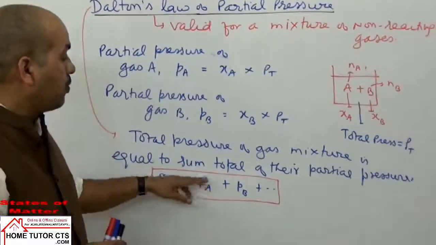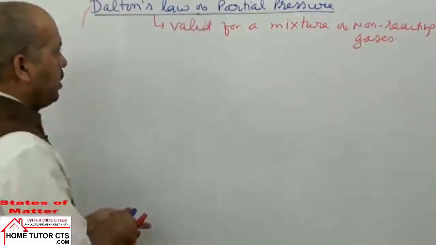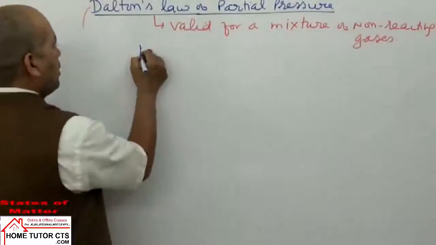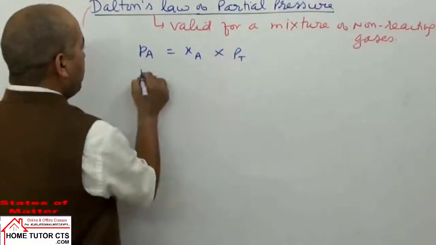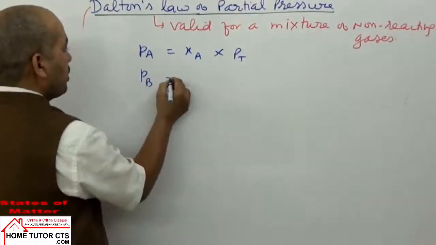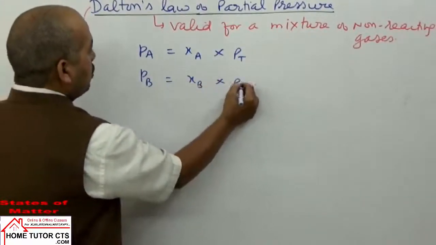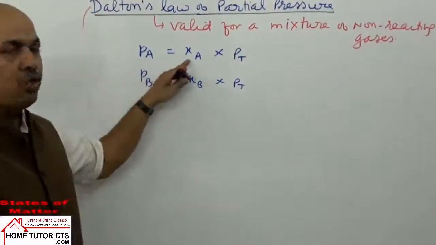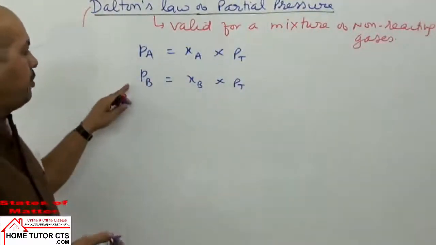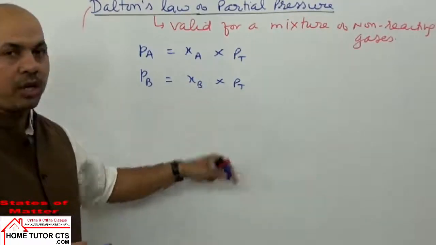Okay? Now we can explain this law here also. In the previous case we have discussed, Pa is how much? Mole fraction of A into total pressure Pt. For gas B, what is partial pressure? Xb into total pressure. For gas A we have partial pressure Pa equal to Xa into Pt. For gas B we have partial pressure equal to Xb into total pressure.